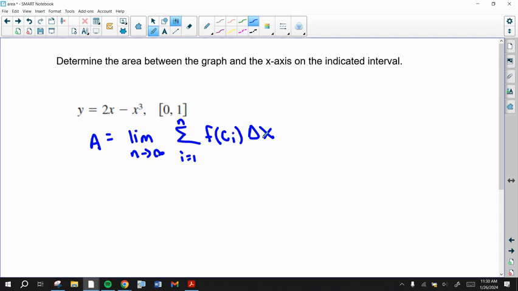So delta x is always the length of all the subintervals we're using. So it's the length of the whole interval, which is 1 minus 0. You can see the length is 1, but your general formula is b minus a over the number of intervals, which is n. So we have 1 over n for delta x.